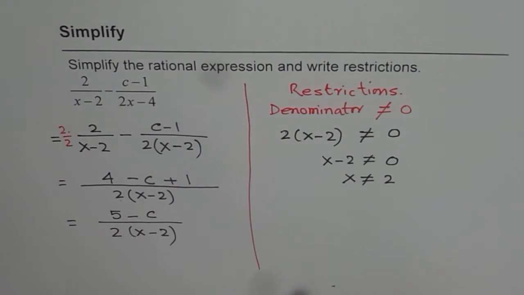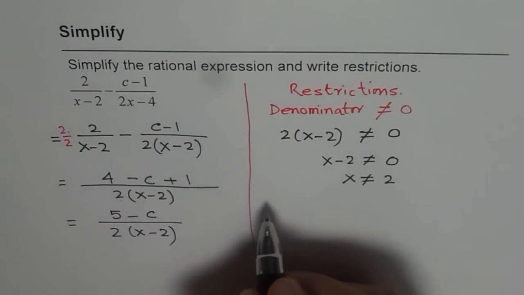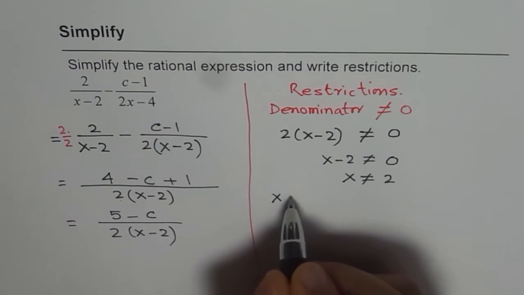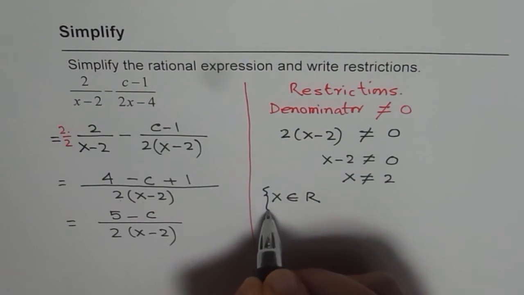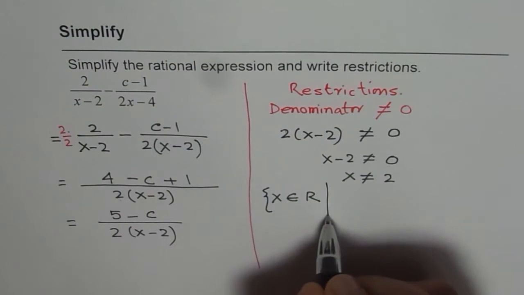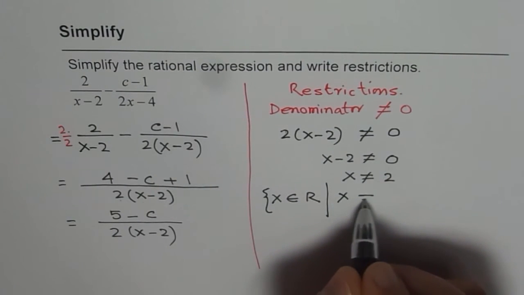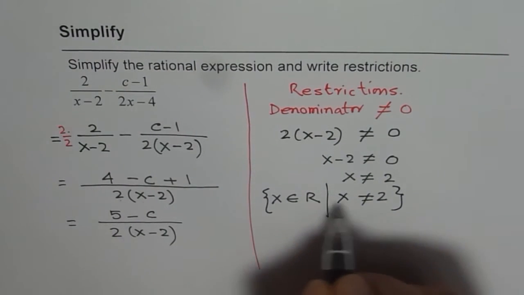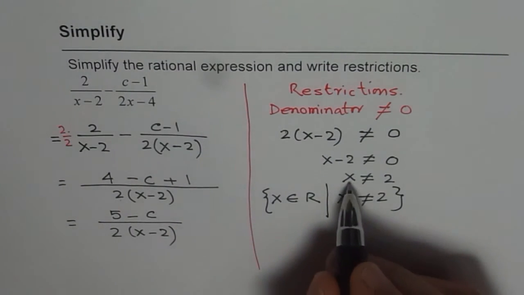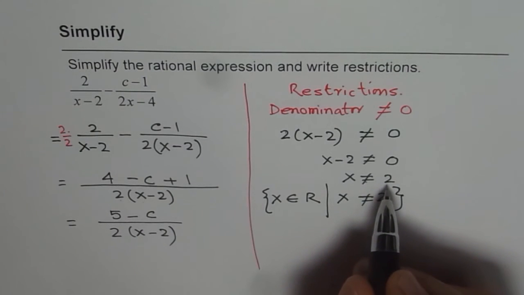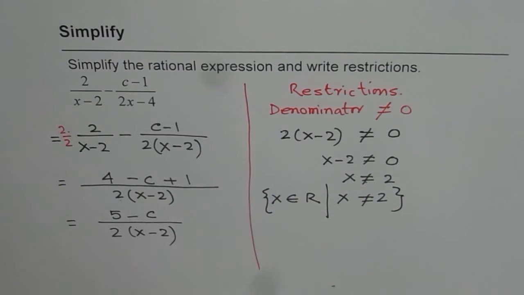So for this question, we can say that x can have all values. That means x can belong to any real numbers. We can write it in set form where x is not equal to 2. That becomes the domain of this rational expression, and x is not equal to 2 is the restriction for the given expression, right? So in this question you understand how to simplify and how to write restrictions.